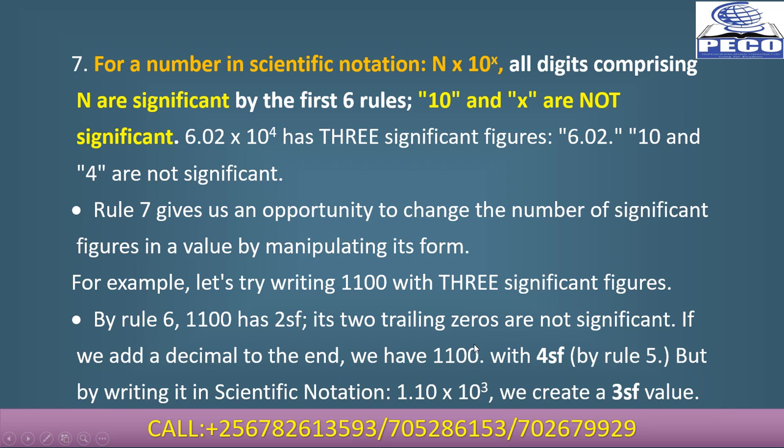But if you want to change it to have 3 significant values, then you can write 1.10 times 10 to power 3. Now this whole value here will take the n value in this notation, and all the digits comprising the n are significant. So all these are significant, and we shall have this value having 3 significant figures.